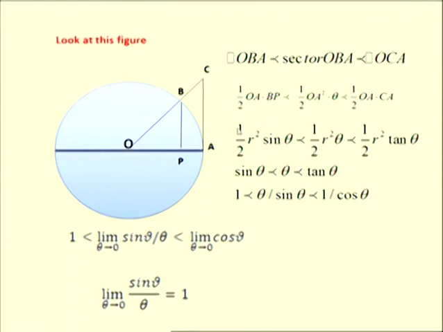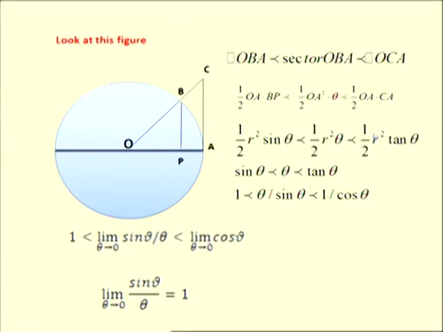So 1/2, and OA is R, the radius. And BP, what is BP? The value of BP is R sin theta. So R is used over here, and it becomes R square sin theta. Then 1/2 OA square means R square, so this is 1/2 R square theta.